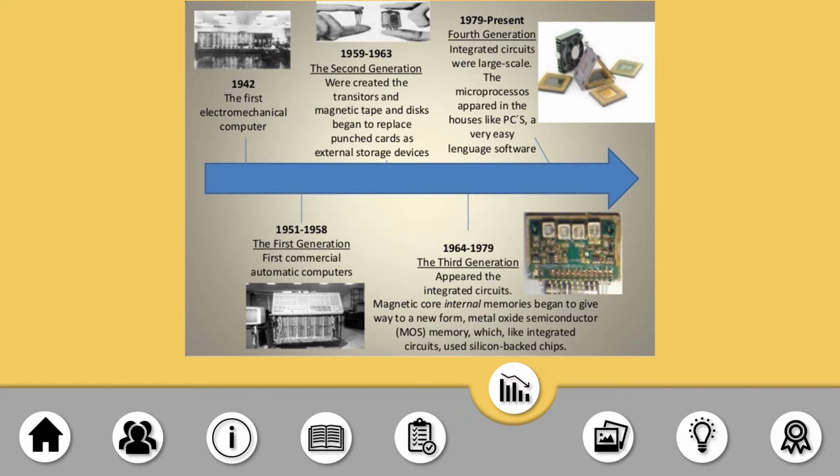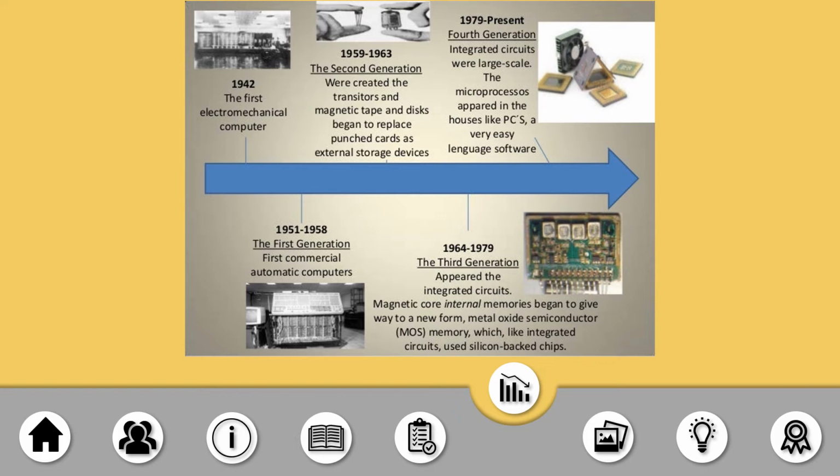Then for the third generation, so appeared the integrated circuits. So ito na yon. So magnetic core, internal memories began to give way to new form, metal oxide semiconductor or MOS memory, which like integrated circuits use silicon-backed chips. Okay, so ito na itsura ng third generation natin na computer.